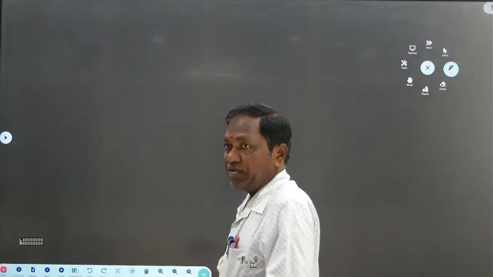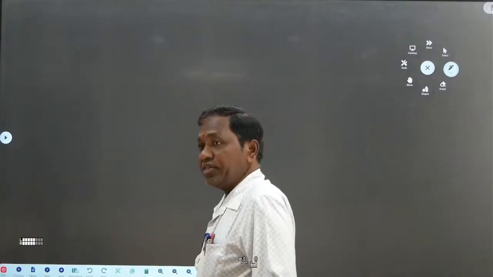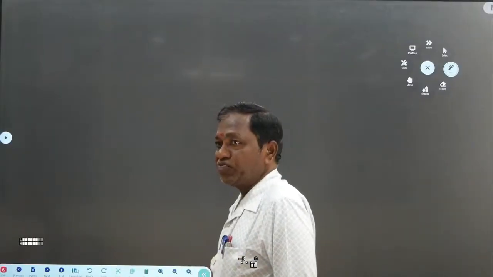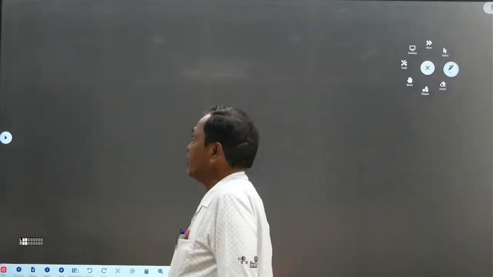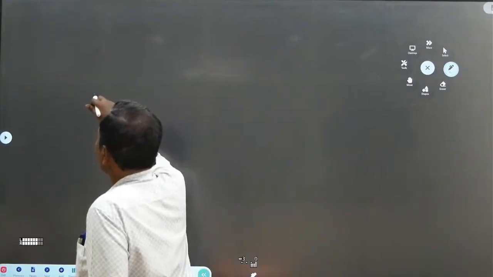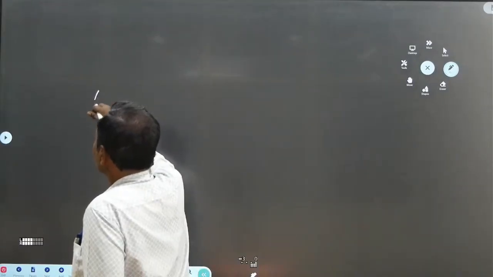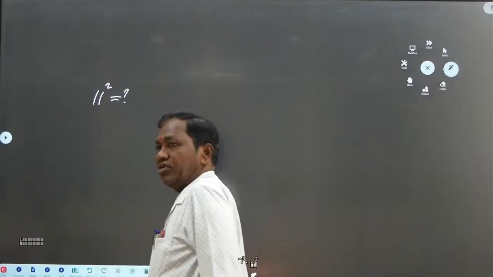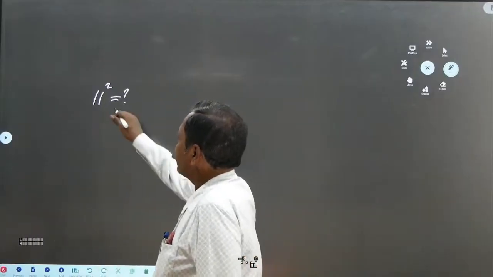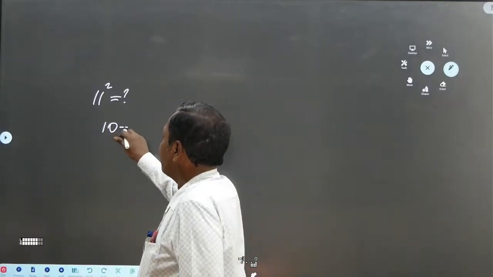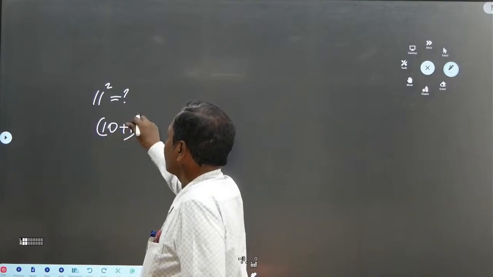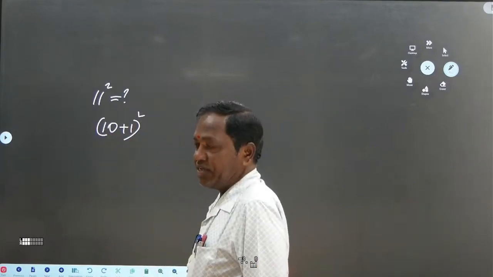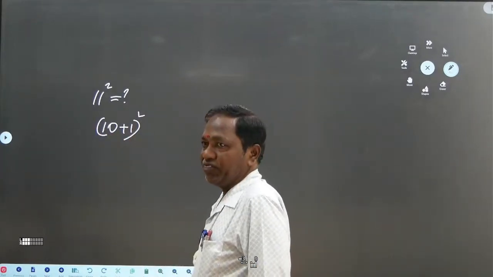And this is one. Another part is the a plus b whole square formula. You may know it also, I don't know. For example, 11 square. You divide it as a plus b. The 11 can be written as 10 plus 1 whole square. So this is the a plus b whole square formula.